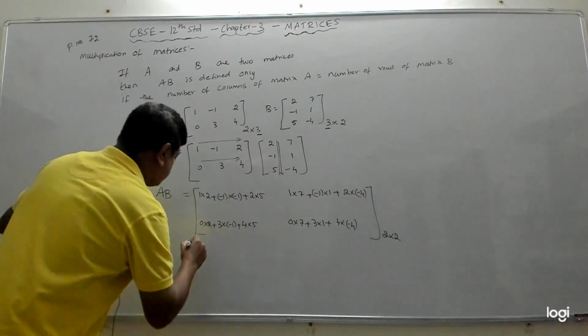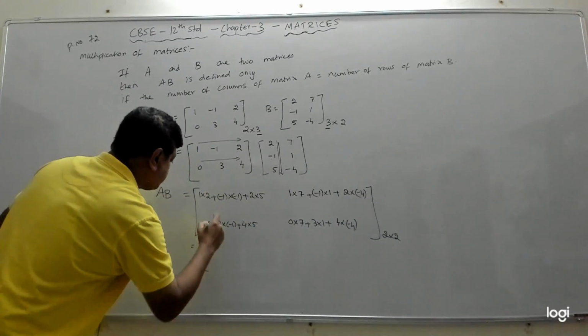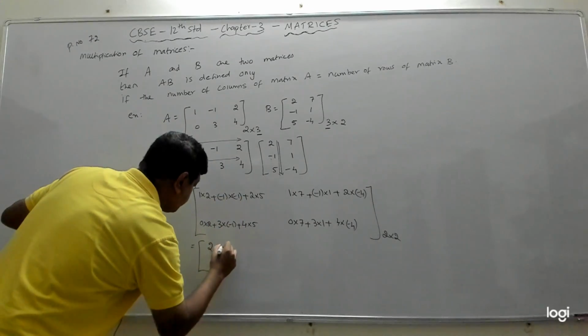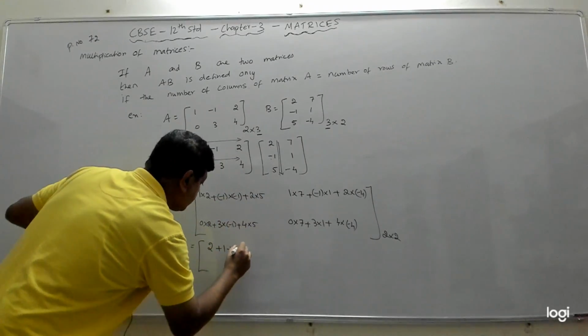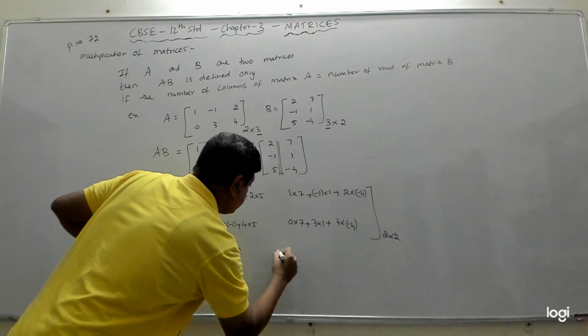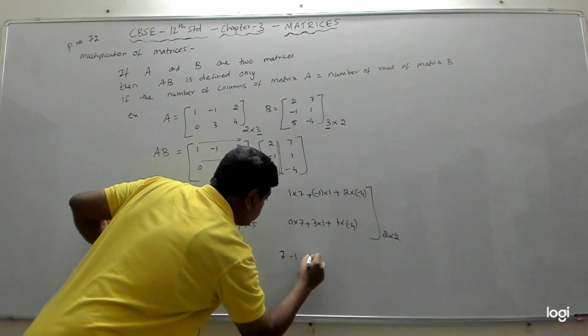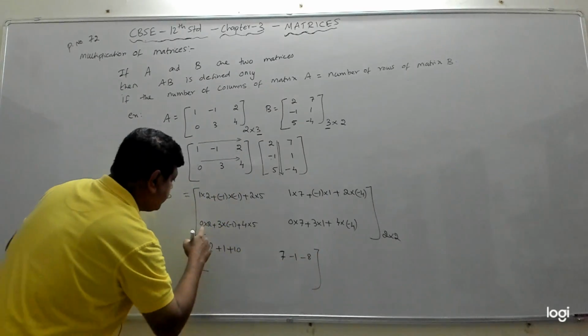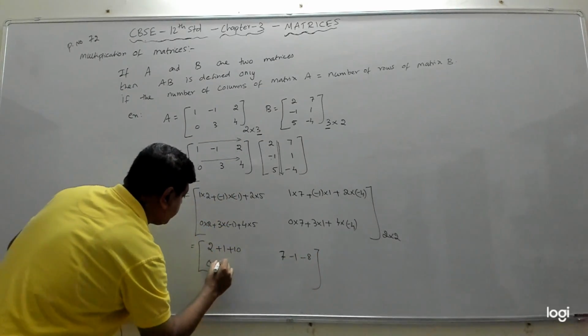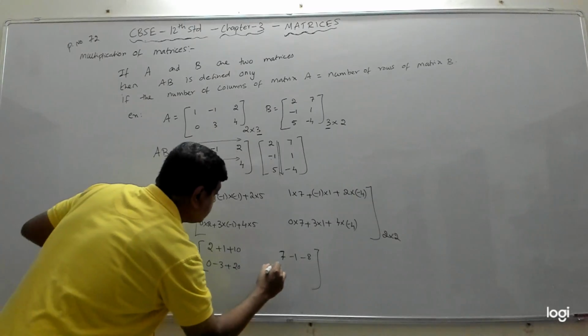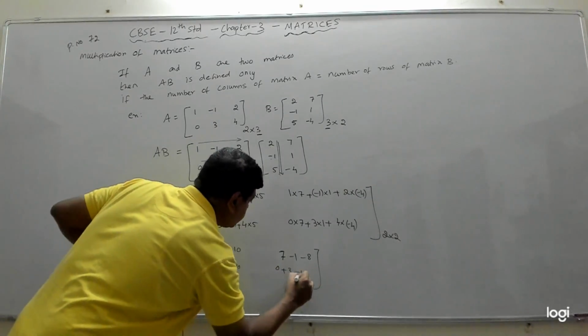Now if you simplify this, what do we get? We get 1 times 2 is 2. Minus 1 into minus 1 is plus 1. 2 times 5 is 10. Then 7 ones are 7. Minus 1 into 1 is minus 1. 2 into minus 4 is minus 8. Then 0 times 2 is 0. Minus 3 plus 20. This is 0 plus 3 minus 16.